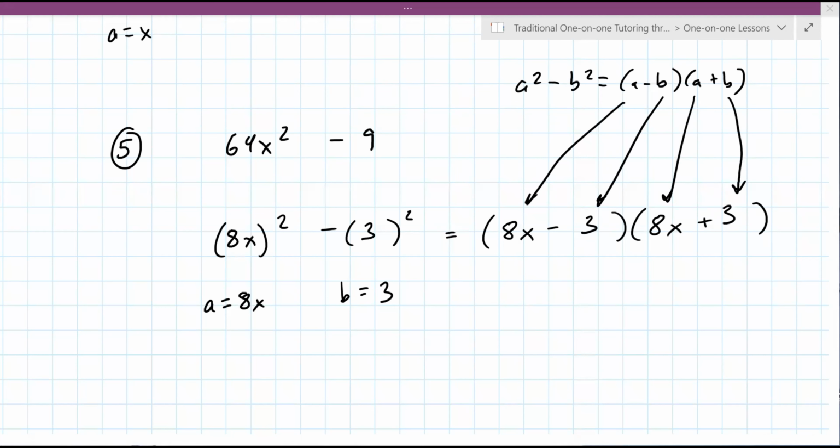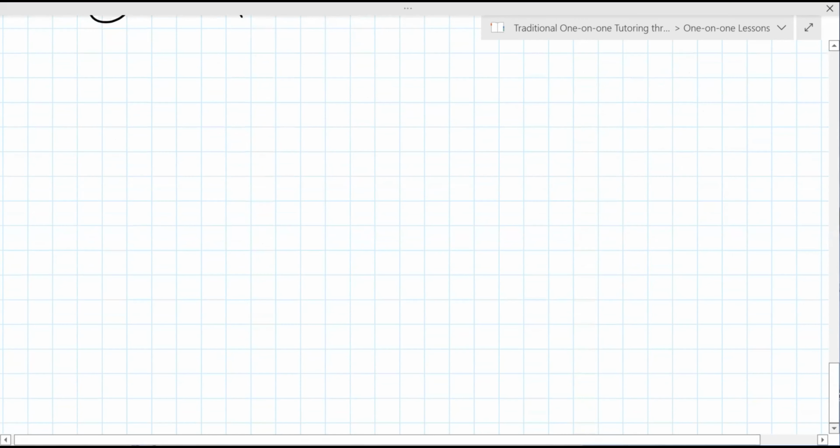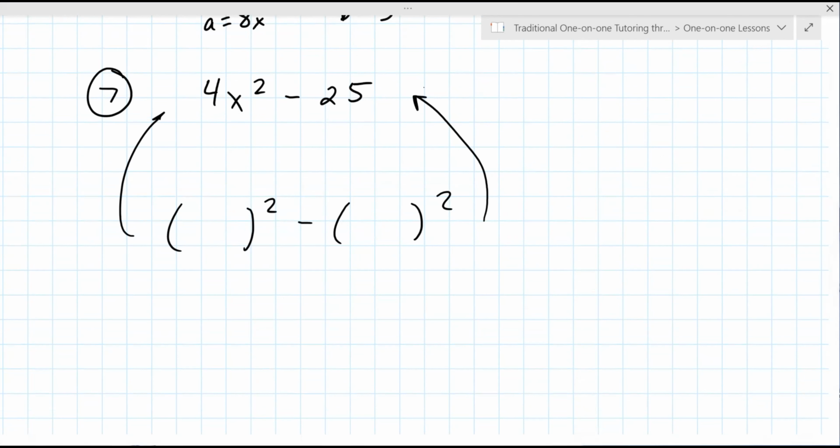All right. Okay, so number 7 is 4x squared minus 25. So again, you've got to figure out what squared gets you back to the previous ones. And then I don't use A or B, I use X, right? Well, you want to figure out what A and B are, but in parentheses are X. Yes.